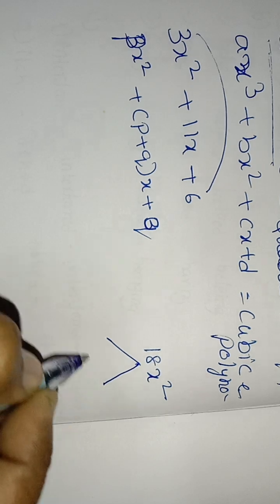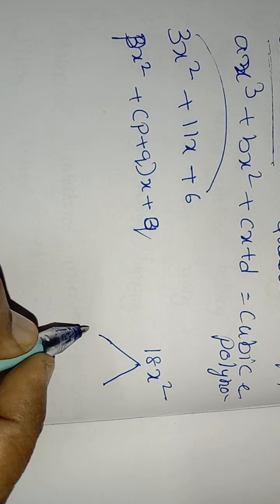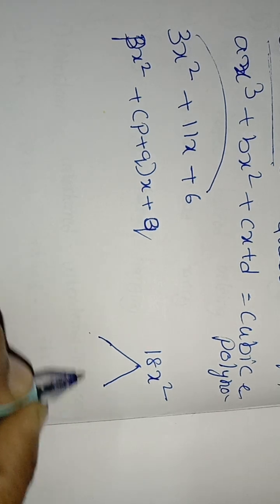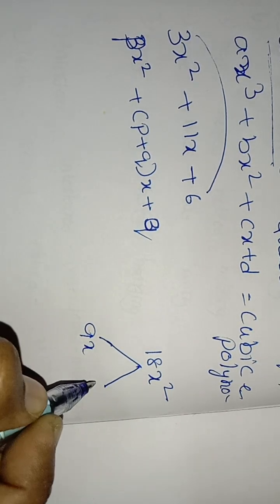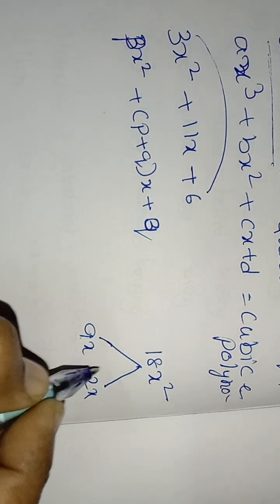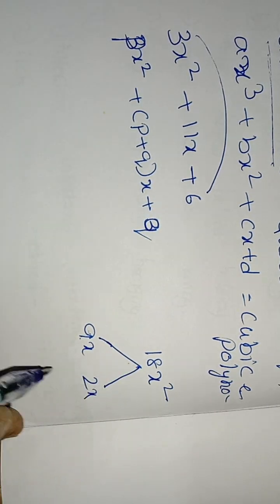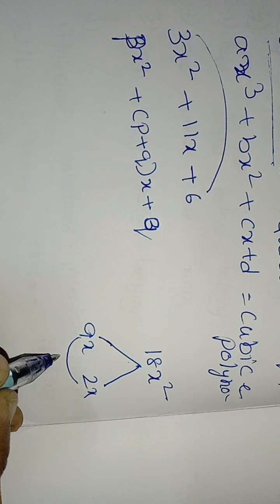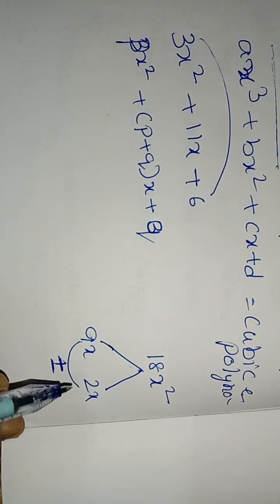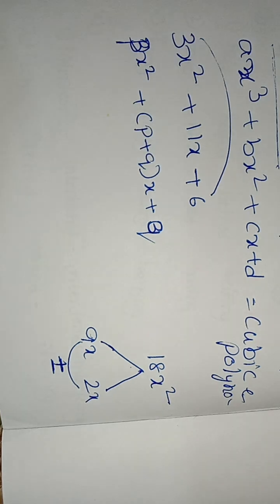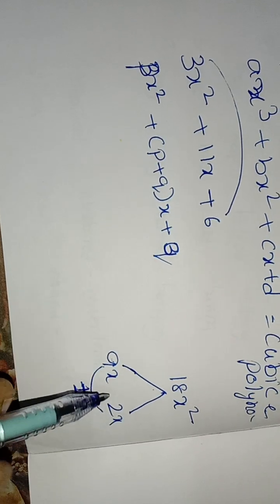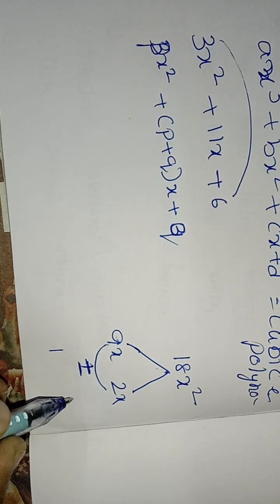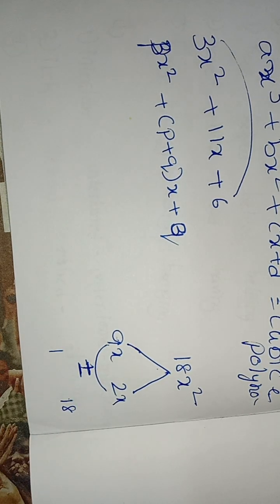Find the factors for this number. Generally, 9 twos are 18. 9x into 2x, if you multiply these two you will get 18x square. If you add these two, you should get the single term 11x. Or you can use 1 into 18 also, one more factor pair for 18, but if you add these two, you will not get 11.